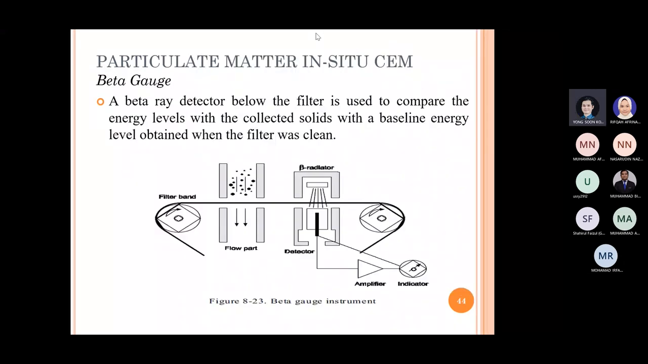So here is what you can see. This is the part from the chimney. There is a moving belt, also called a filter band. We filter whatever particulates come through, and they are channeled through a second chamber where they are given a certain dose of beta radiation. After that, it will be detected later. So very straightforward, but it uses beta radiation. That's the only issue.